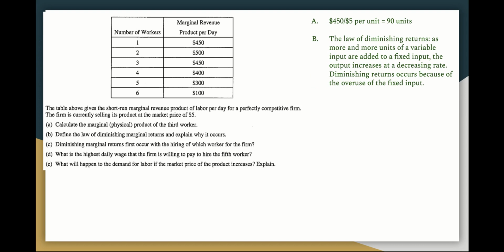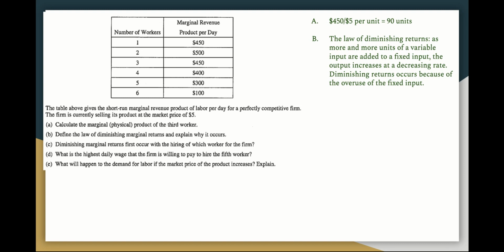So this is how I wrote it for the exam. The law of diminishing returns: as more and more units of a variable input, in my example the variable input is labor, are added to a fixed input, like there's only a set amount of ovens, there's only a set amount of store space, the output increases at a decreasing rate. Diminishing returns occurs because of the overuse of the fixed input. Okay, so that's the definition.